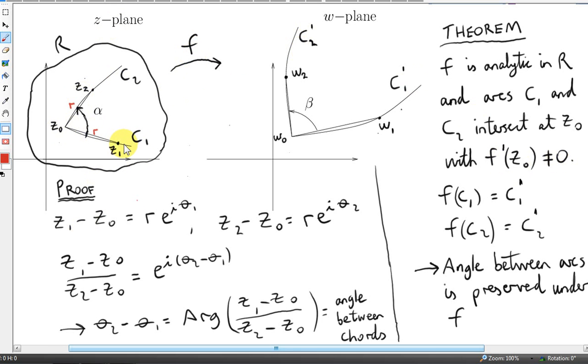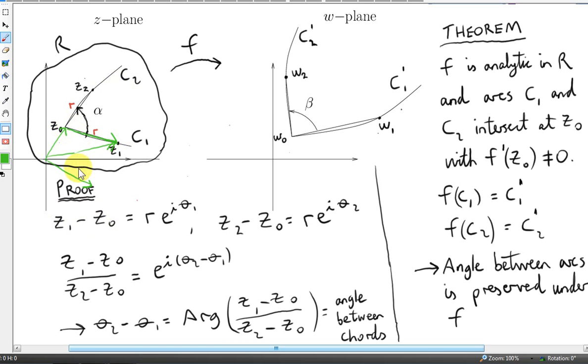We take a point Z1 on arc C1 that is a distance r to Z0. Z0 is the intersection of the two arcs. Then we take a point Z2, which is also a distance r from Z0. Z2 is on C2. Next, we consider the complex number Z1 minus Z0. Now we have an analogy with vectors here. If we think of Z0 and Z1 as vectors, then Z1 minus Z0 will be the vector whose tail is at Z0 and whose head is at Z1.